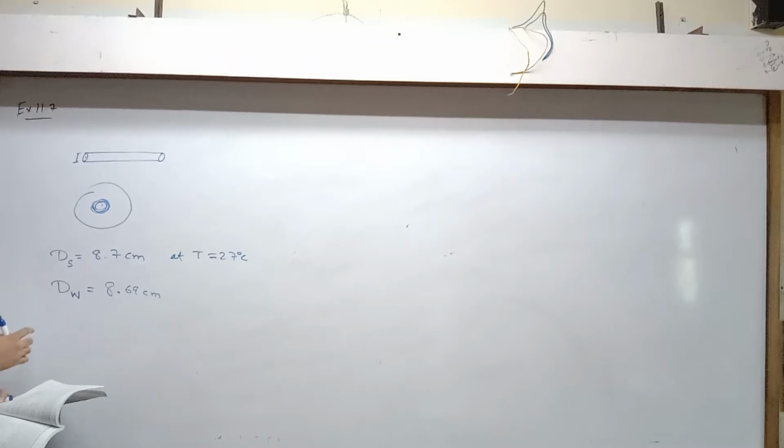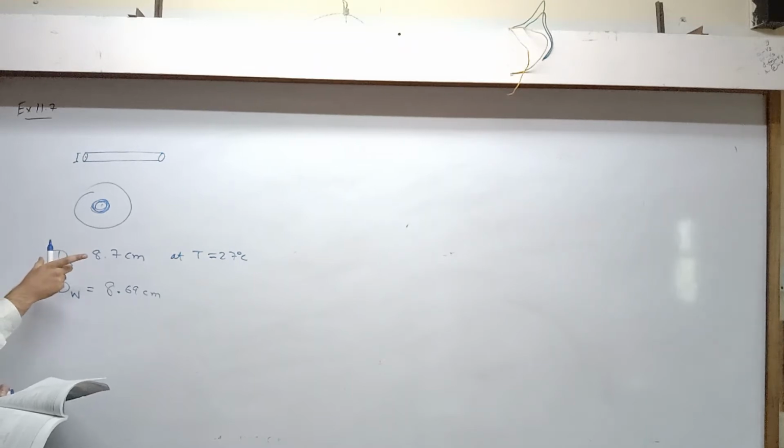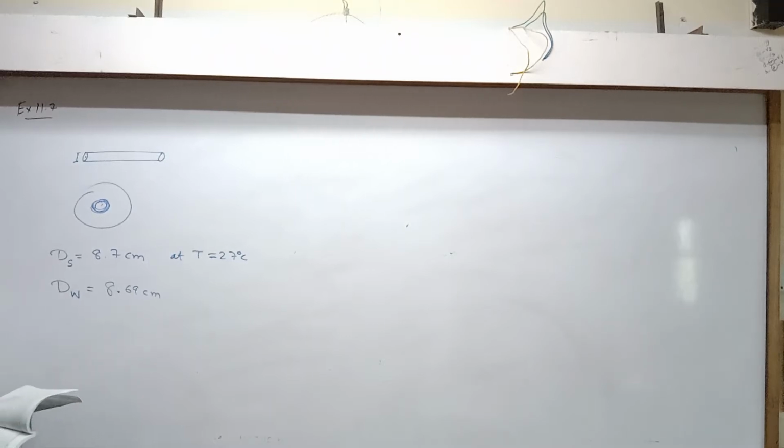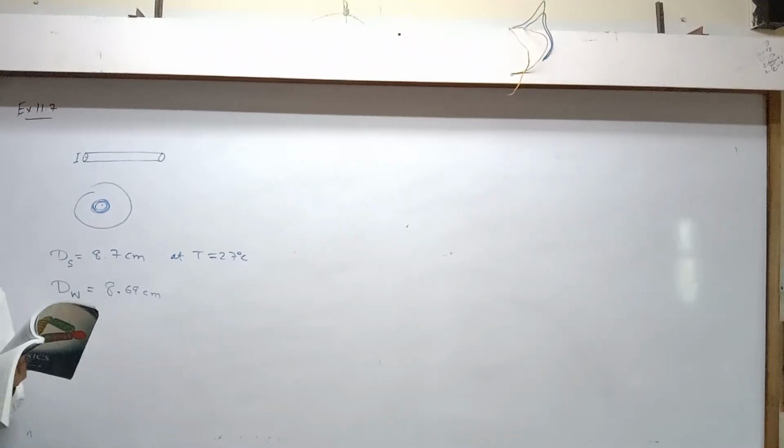So you have two options. Either you can heat this, so it will grow, or you can cool this, so it will shrink. And then instead of heating this, you can cool this. If you cool this, what will happen? Temperature will decrease, so its size will also decrease. So here's the question: the shaft is cooled using dry ice.